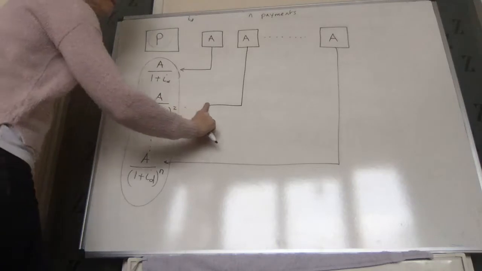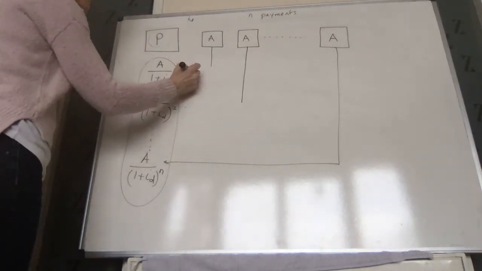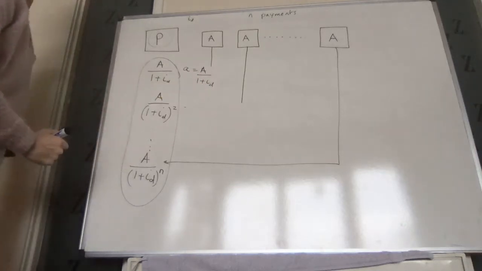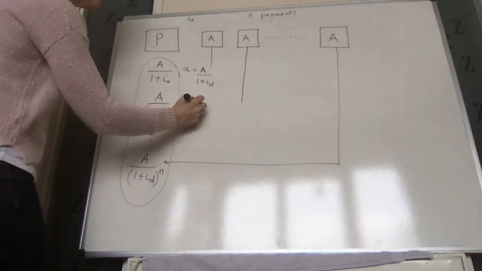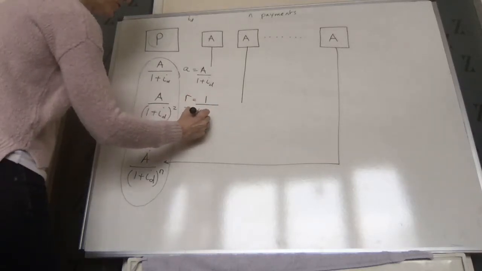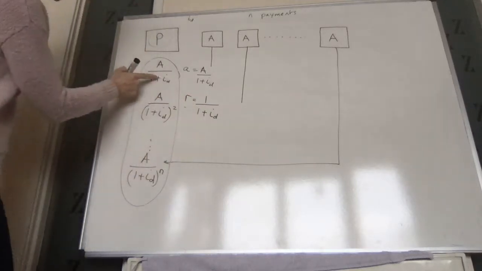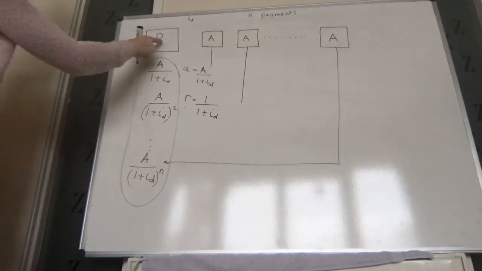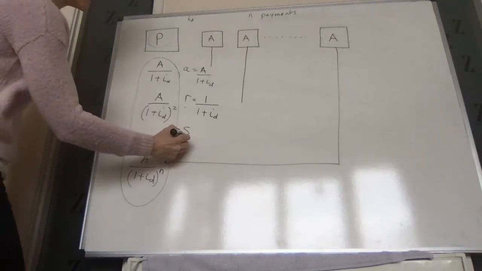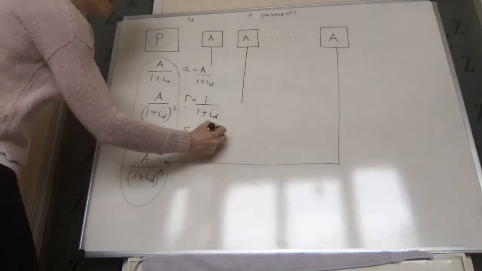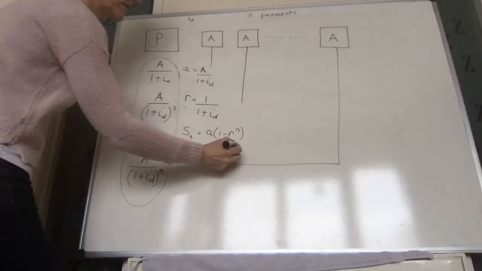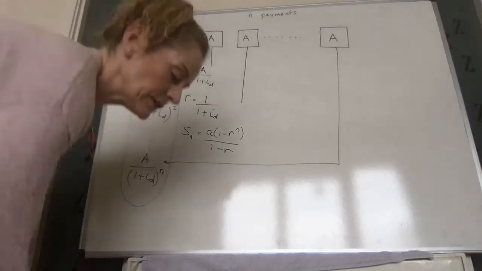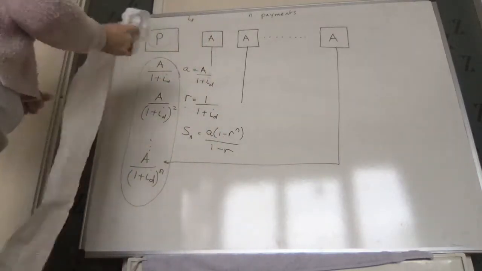So a geometric series, let's just work that out. The first term of the geometric series is A over 1 plus I. The multiplier in this case is 1 over 1 plus I. As you can see, as you go from term to term, it's 1 over 1 plus I. And the P, the total that we want this to be, is the Sn, which is A times 1 minus R to the power of n over 1 minus R, remember? So let's have a look at what that needs to be.